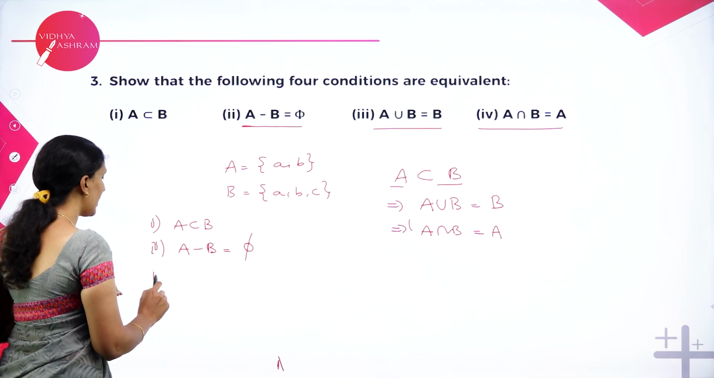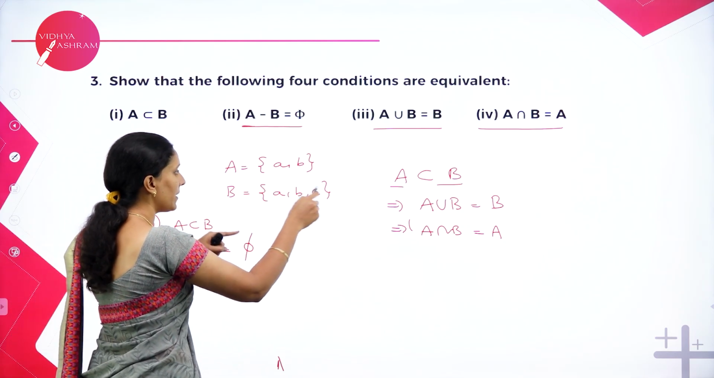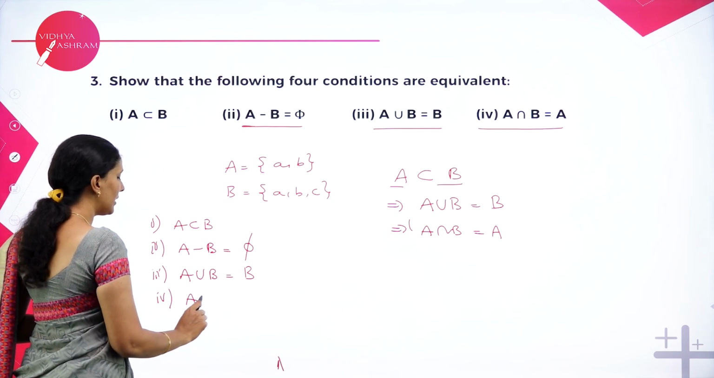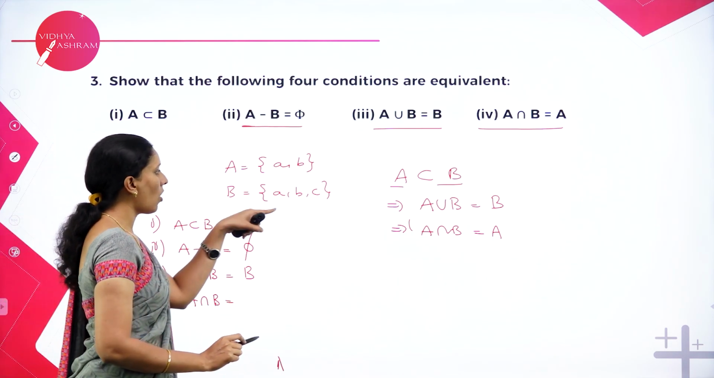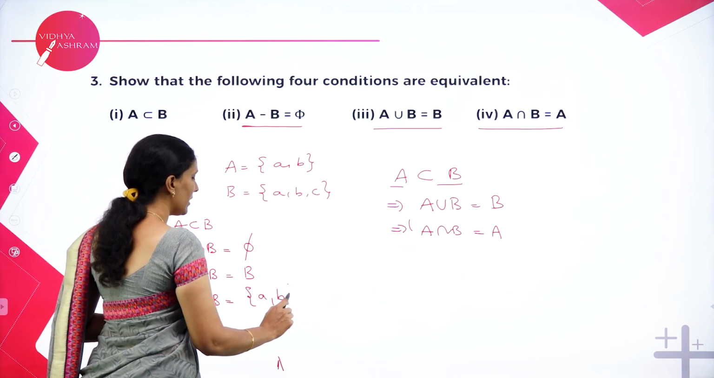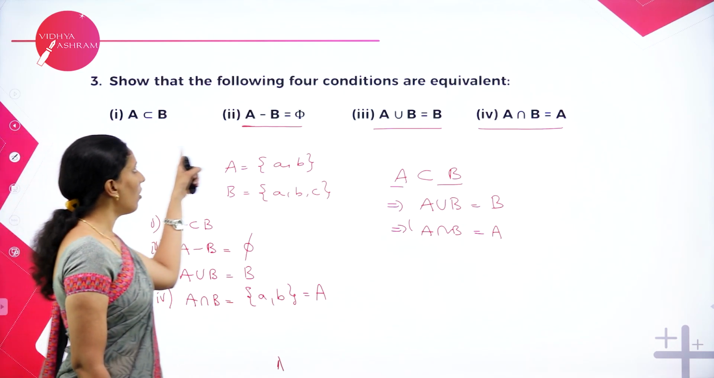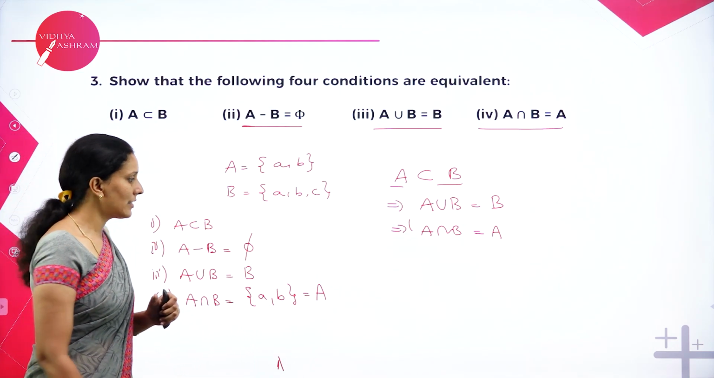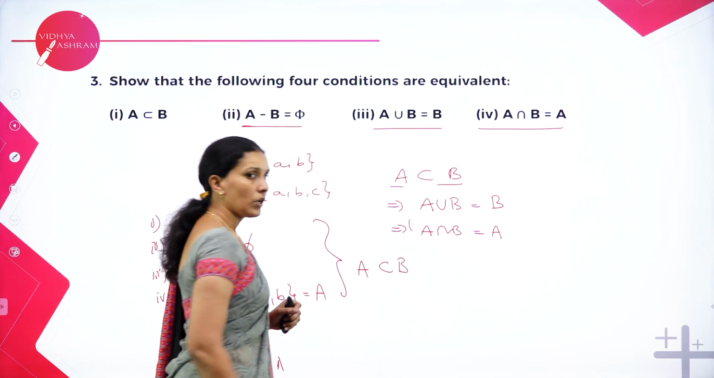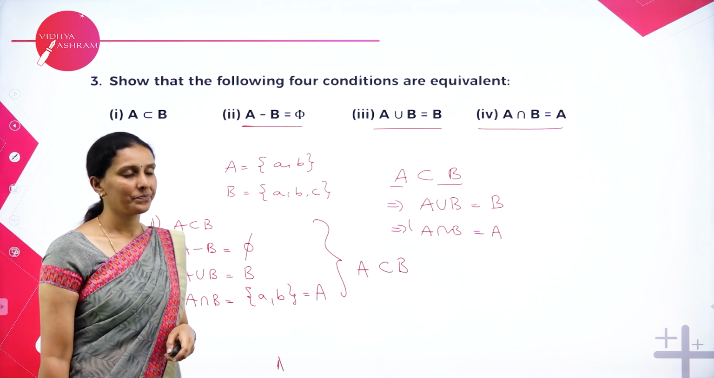And the third statement, you can see A union B is nothing but {a, b, c}, which is nothing but B. And the fourth statement, A intersection B, which is nothing but the common elements in A and B, that is {a, b}. So what is {a, b}? It is set A. So clearly we can see all the four statements imply the condition that A is a subset of B. So therefore, the given statements are equivalent.